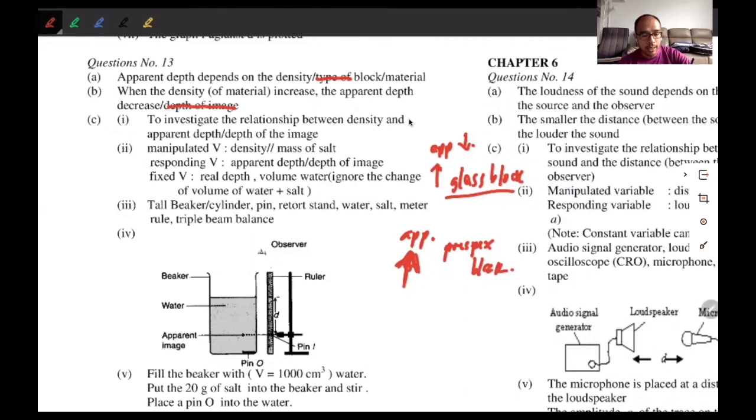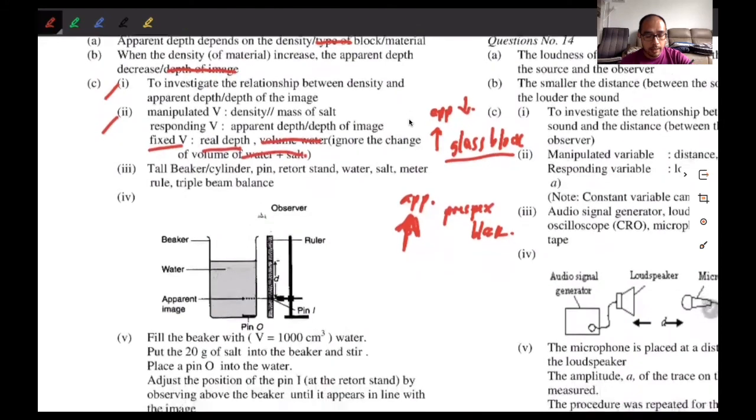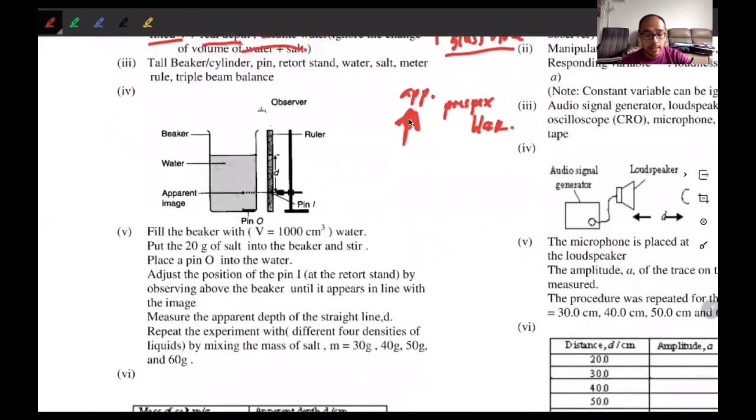So to investigate, manipulated variable is done. The fixed variable or the constant variable is the real depth. You don't have to write more if you don't want to, but real depth is enough. Now the materials are like this. You put a beaker and then you put water, you put a pin or a coin, usually it's a pin. You put a pin over here, then you put another pin over here, then you have a ruler. And you look from the top. This is your eye over here, the observer. So you look at it from the top like that.